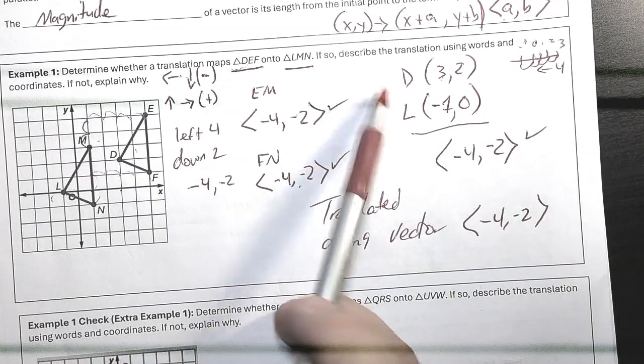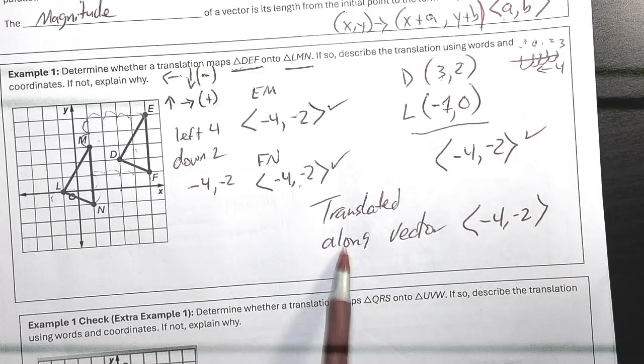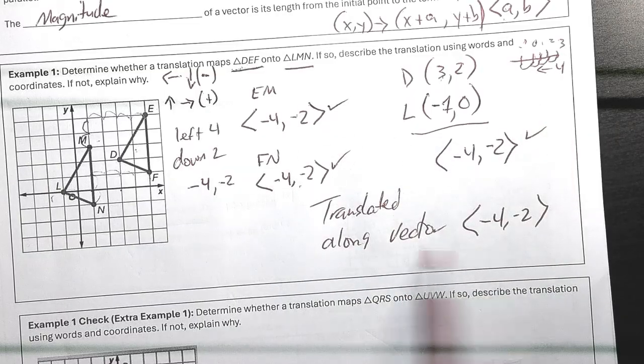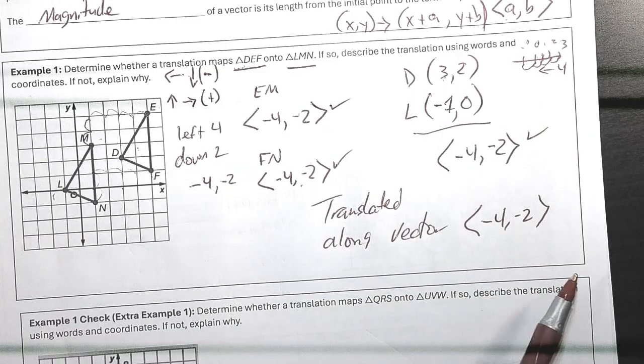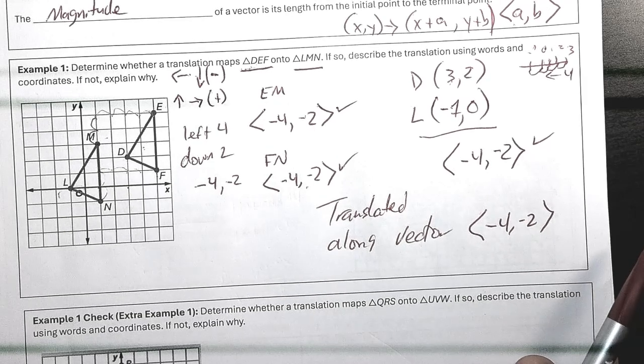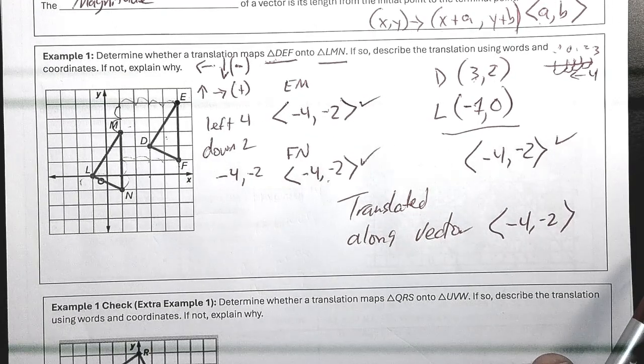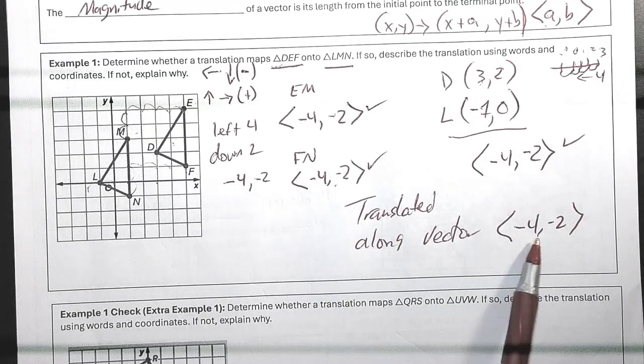So then they said, describe the translation, so using words and coordinates. So that's what we gave them. If not, explain why. So if all three had not lined up, then we would say that it didn't map onto itself, or it's not a translation. But we were able to here.